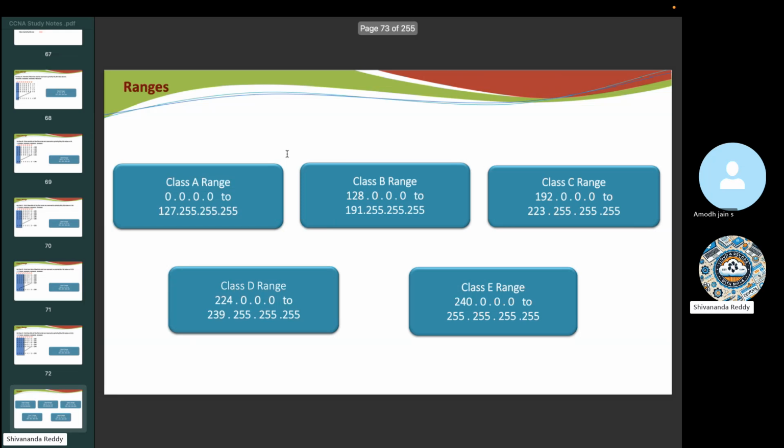Range we need to understand. This is the actual range. You need to remember this range only. In the interview also, they ask about this range only. What is the IP address classification? What are the different types of IP ranges? You need to identify this one only: A range, B range, C range, D range, E range.